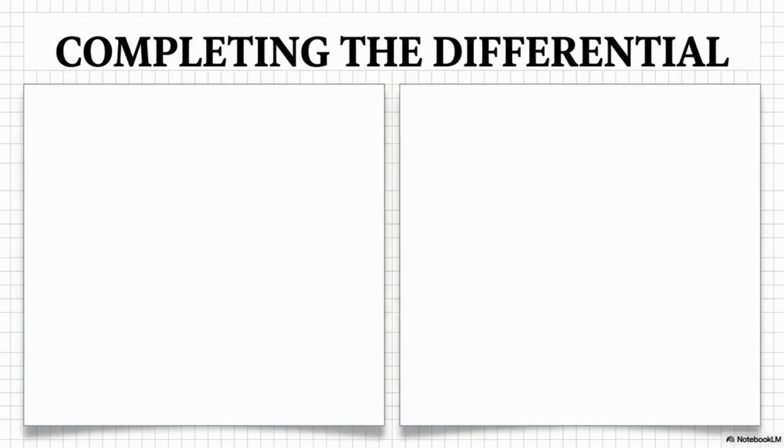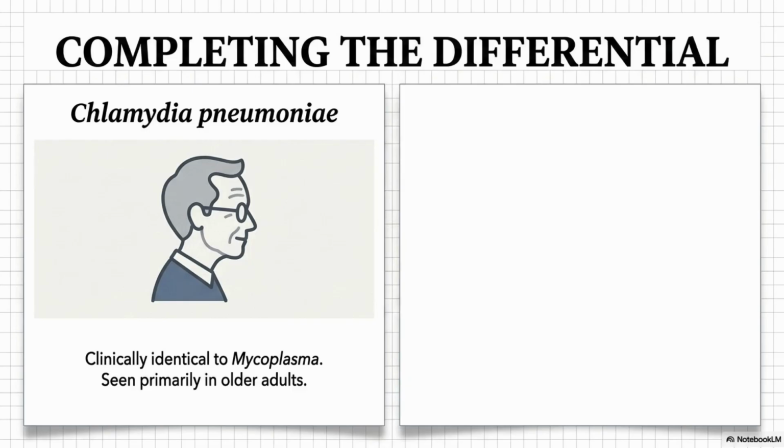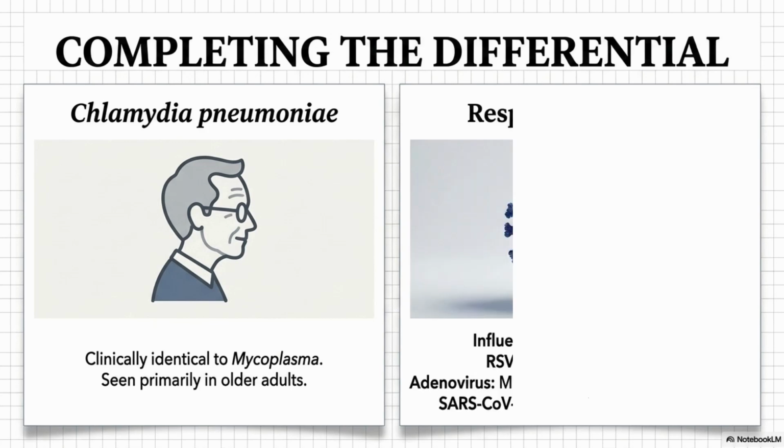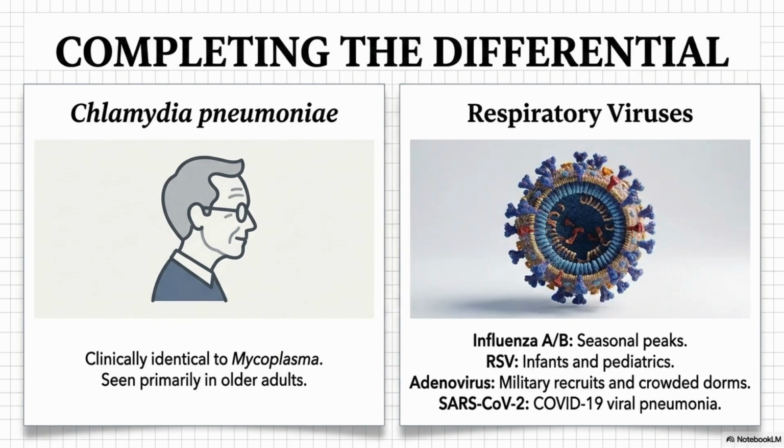Completing the differential, we have Chlamydia pneumoniae. This is clinically identical to Mycoplasma, but it is seen primarily in older adults. Finally, our respiratory viruses, influenza A and B, present with seasonal peaks. RSV primarily targets infants and pediatrics. Adenovirus is common among military recruits and in crowded dorms. And SARS-CoV-2 causes COVID-19 viral pneumonia.